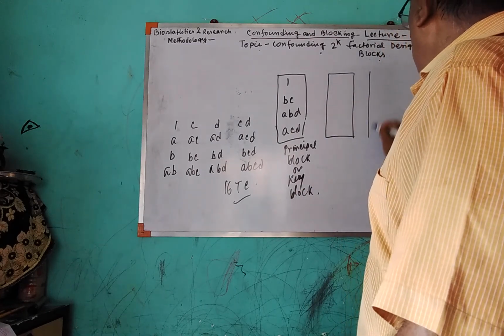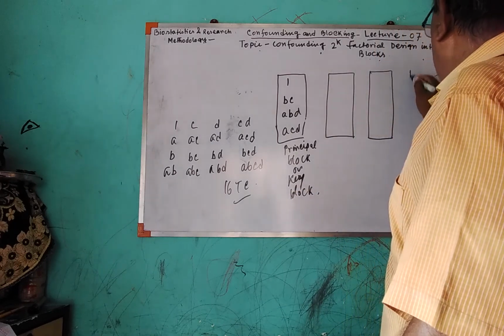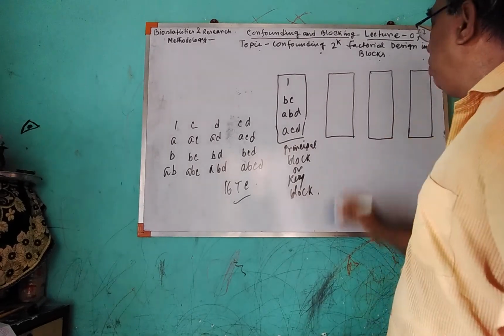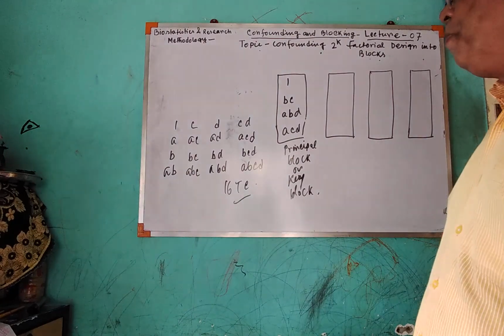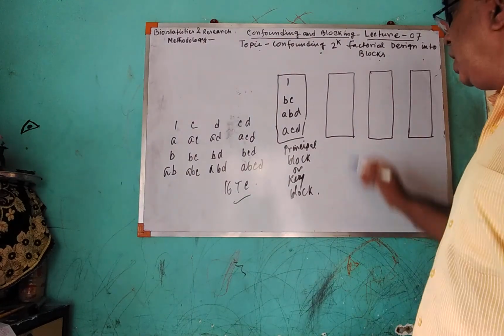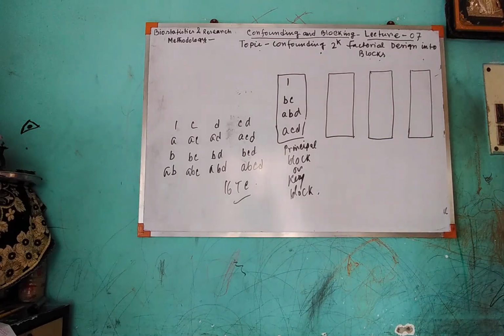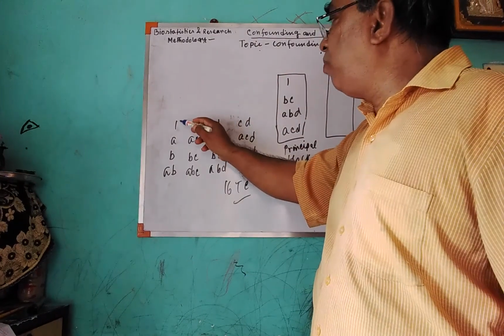Now there will be four blocks. That is, 16 treatment combinations will be divided into 4 blocks. This is the principal block, this is the second, third, fourth block. Now we have to find the second block elements, third block elements, and fourth block elements by using the multiplication rule. You have to check from the beginning.